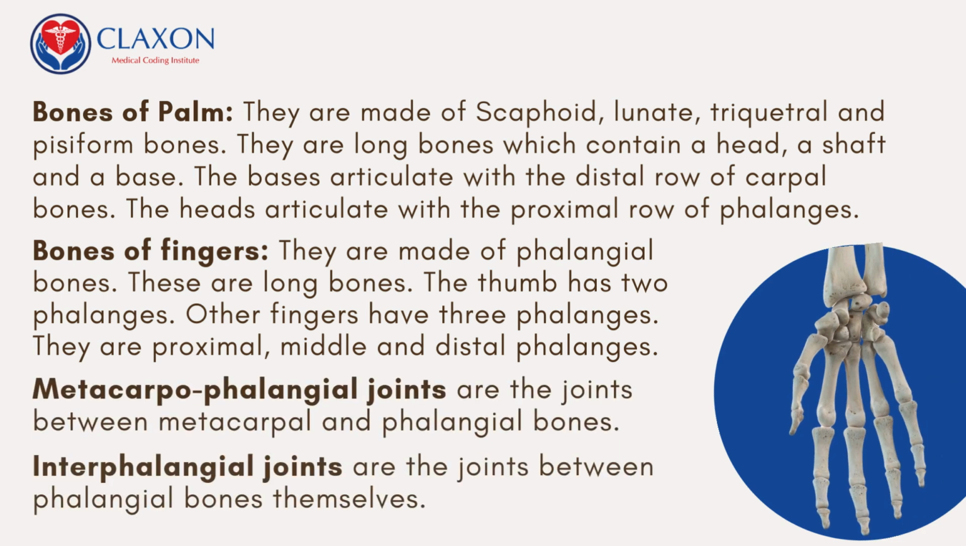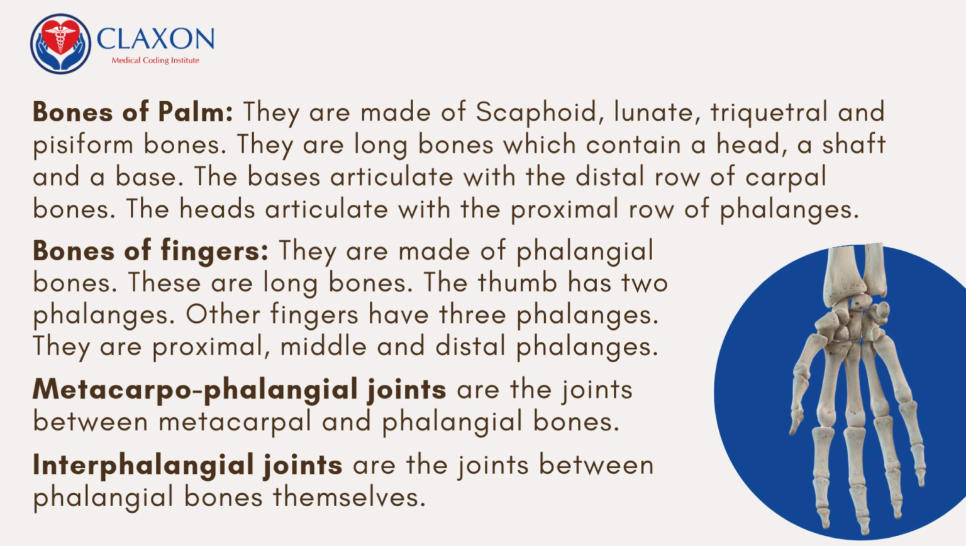Bones of palm. They are made of metacarpal bones. They are long bones which contain a head, a shaft and a base. The bases articulate with the distal row of carpal bones. The heads articulate with the proximal row of phalanges.